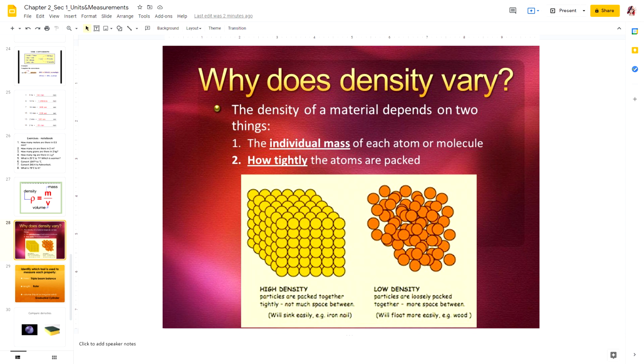The question is, why does density vary? The density of a material depends on two things: the individual mass of each atom or molecule and how tightly the atoms are packed. If you look at a high density material, the particles are packed together tightly, and there's not much space in between. While in the low density ones, particles are loosely packed together and more spaced in between.